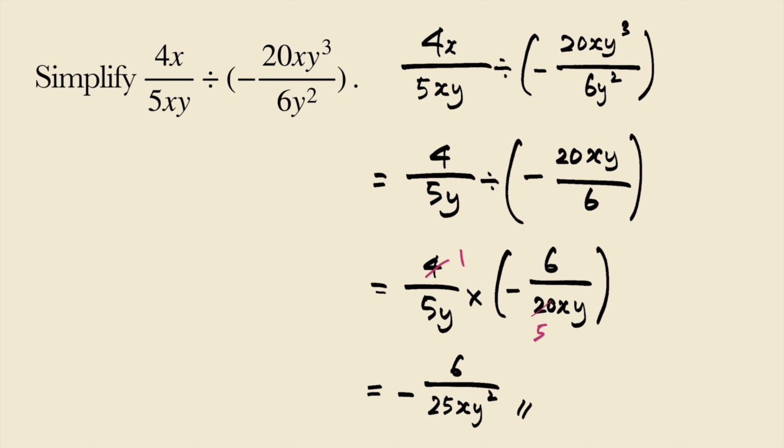Next will be simplifying diagonally. In this case, the numbers are simple. So 4 and 20 will simplify to become 1 and 5. 6 and 5, nothing to do there. Okay, bear in mind the negative sign for your final answer. Numerator 1 times 6 is 6, and 5 times 5 is 25. There's only one x here, and we've got two y's, so that's y squared. And the answer is in positive index.